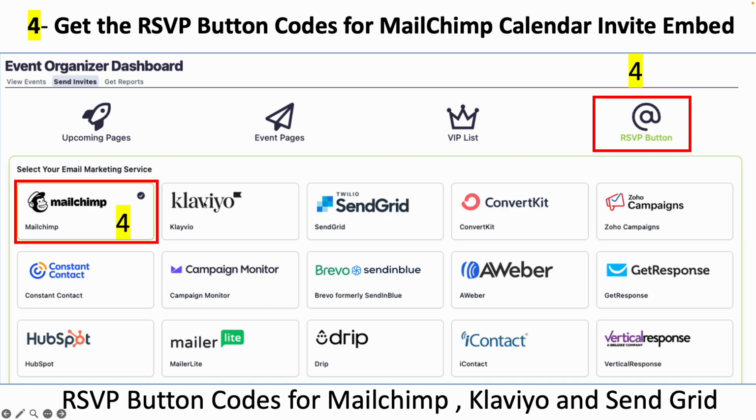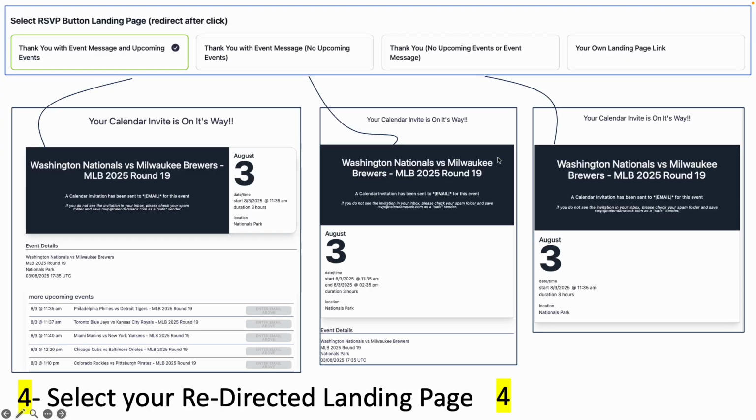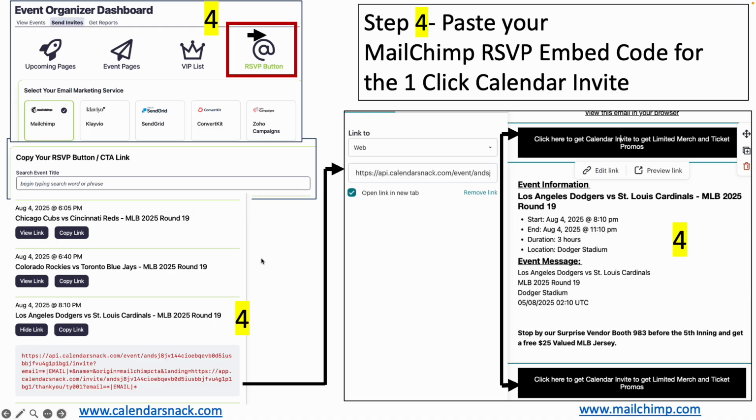So back to the engine itself, how to get the code. You go to the Calendar Snack organizer, you go to RSVP button, you click on MailChimp for the code. That code will give you a selection process of how you want the redirect landing page to work. You pick one of the 3 or 4 options. The fourth one being you can insert your own landing page link if you want to for redirect. Essentially what that means is after the button is clicked, where do they go? They get a calendar invite and they get sent to the redirect.